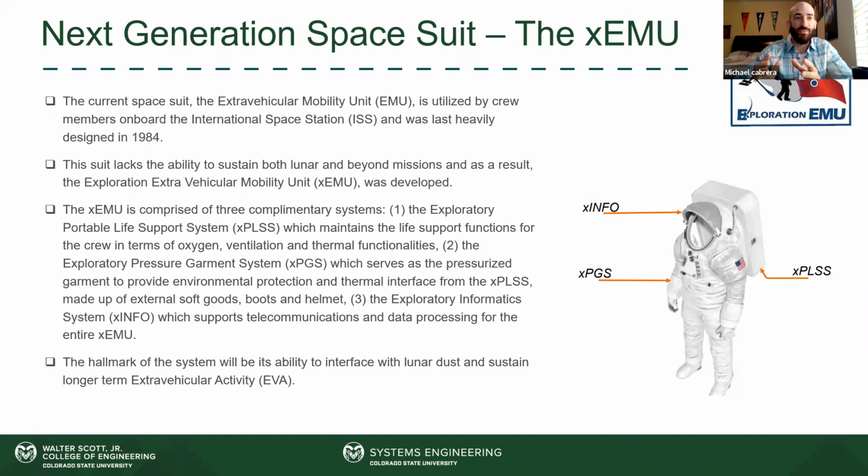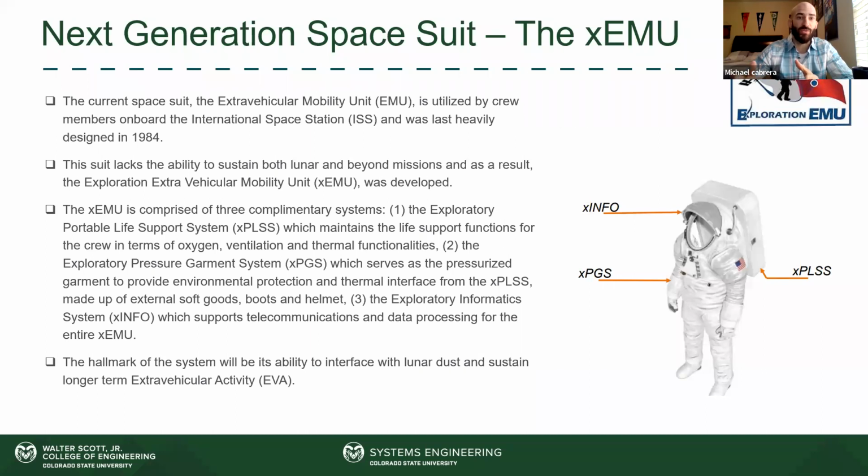So what exactly do we need to develop? Well, the XEMU, the exploratory extravehicular mobility unit, is going to be the next generation spacesuit. And you've got three complementary systems. You have the exploratory portable life support system, which maintains life support functions. That means you've got to keep the crew ventilated, you've got to keep oxygen pumping through the suit, and you've got to keep thermal properties, which means you've got to keep the astronaut cool or heated depending on the circumstance.